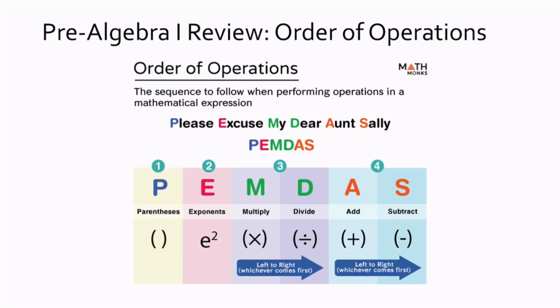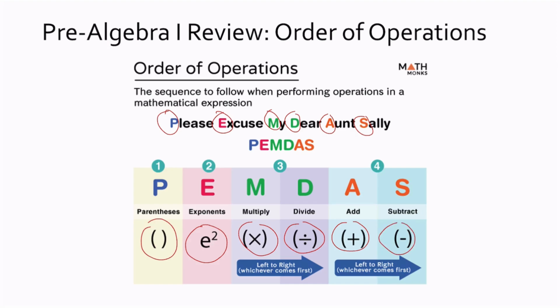So the order of operations, you might have learned this acronym, Please Excuse My Dear Aunt Sally, or PEMDAS. And this PEMDAS stands for parentheses, exponents, multiply, divide, add, and subtract. And this tells us what order we need to do things when we're looking at an equation.